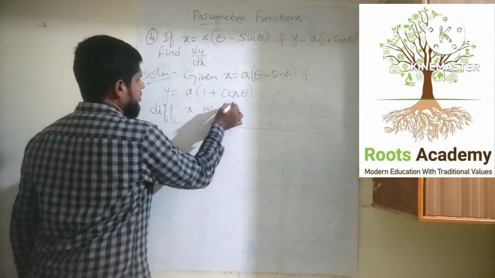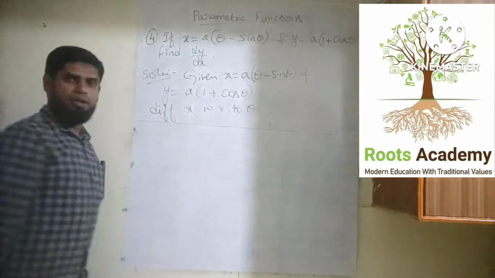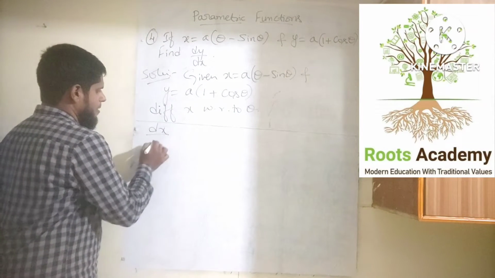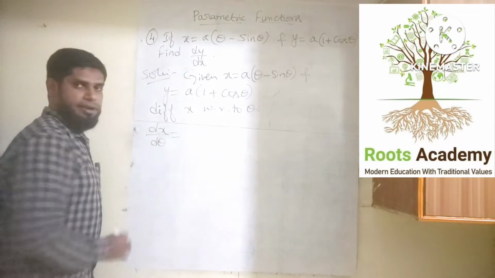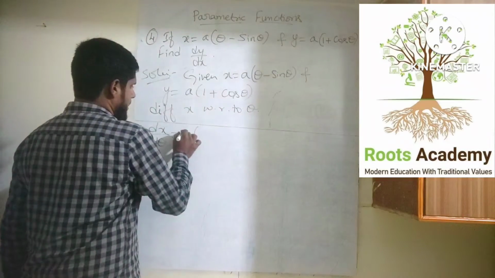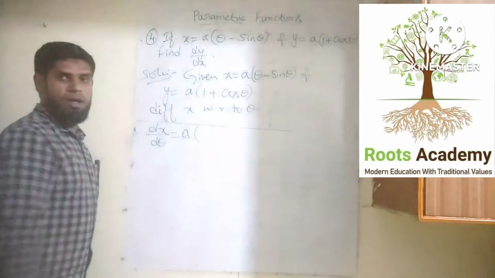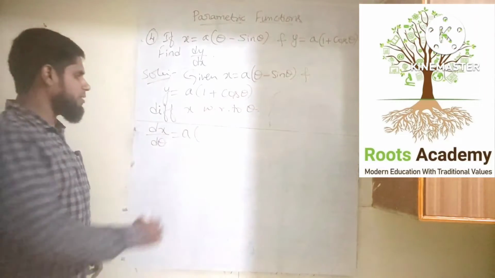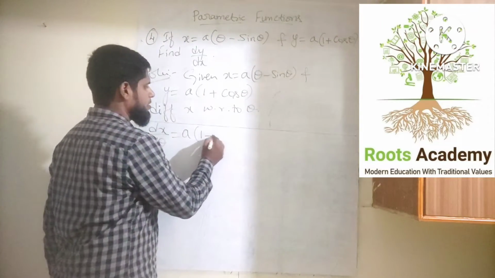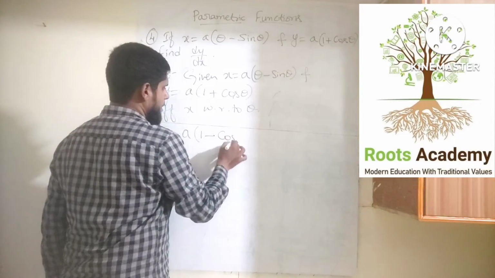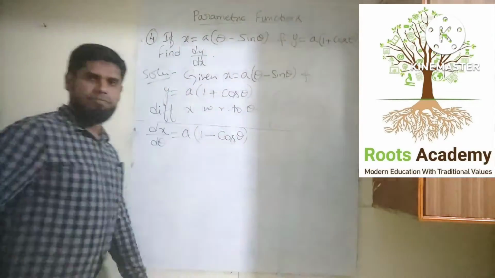Differentiate x with respect to theta. So what do I get? dx by d theta is equals to a into the derivative of theta with respect to theta. We know it is 1, minus, as it is, the derivative of sin theta is cos theta.